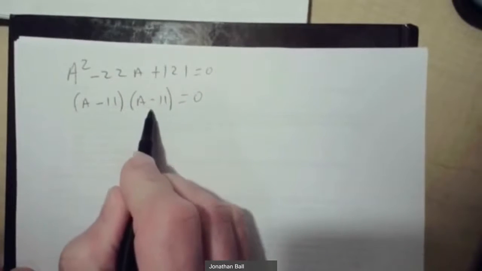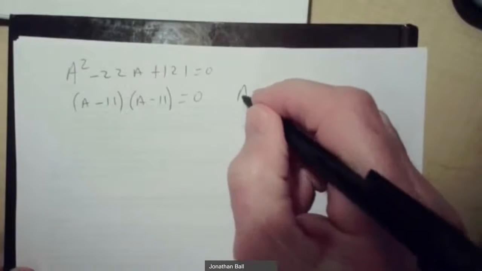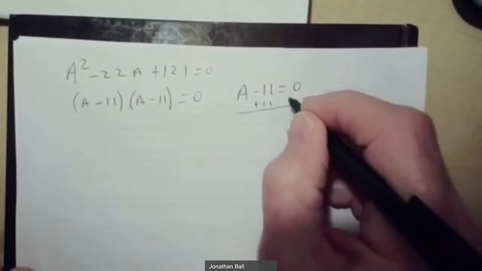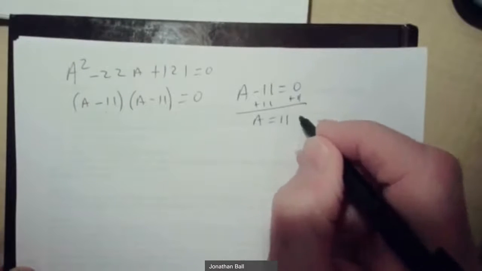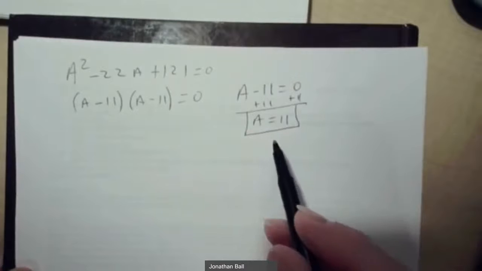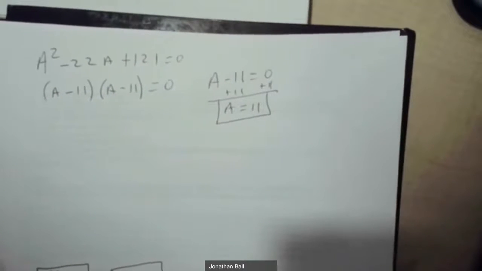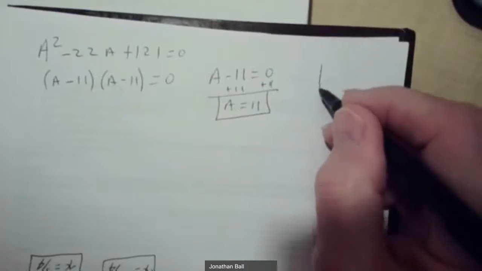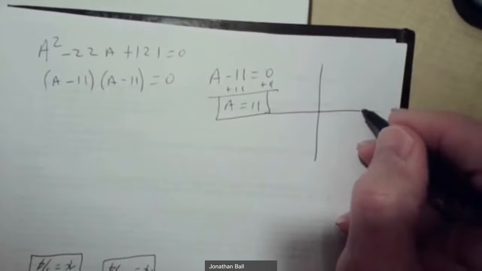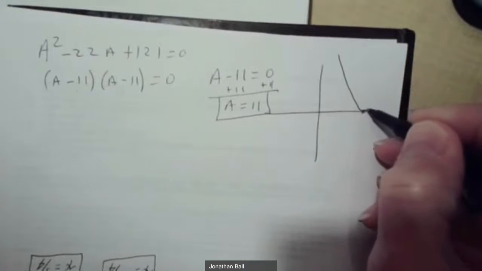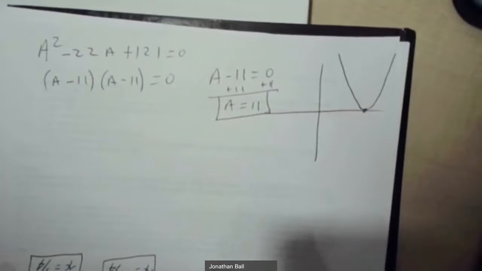So you can see we're only going to have one root here. a minus 11 equals 0. Add 11 to each side. So a is going to equal 11. Now, how can that be? How can a parabola only cross the x-axis at one place? It's going to look like this. Now, 11 is going to be over here somewhere. So the parabola is going to come down, touch the x-axis in just one place. That's called a tangent.